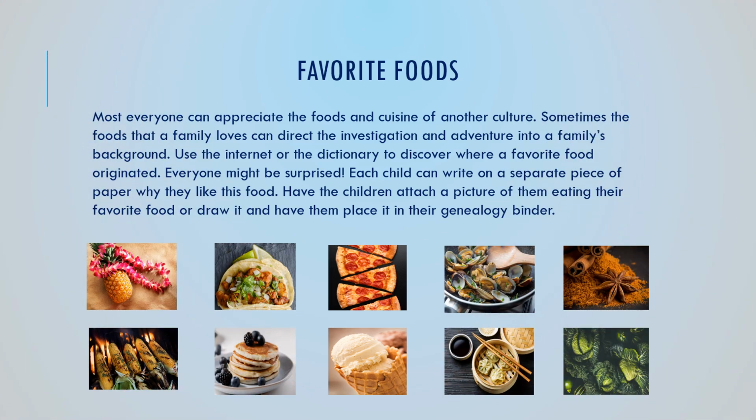Most everyone can appreciate the foods and cuisine of another culture. Sometimes the foods that a family loves can direct the investigation and adventure into a family's background. Use the internet or the dictionary to discover where a favorite food originated. Everyone might be surprised. Each child could write on a separate piece of paper why they like this food. Have the children attach a picture of them eating their favorite food or draw it, and then have them place it in their genealogy binder.